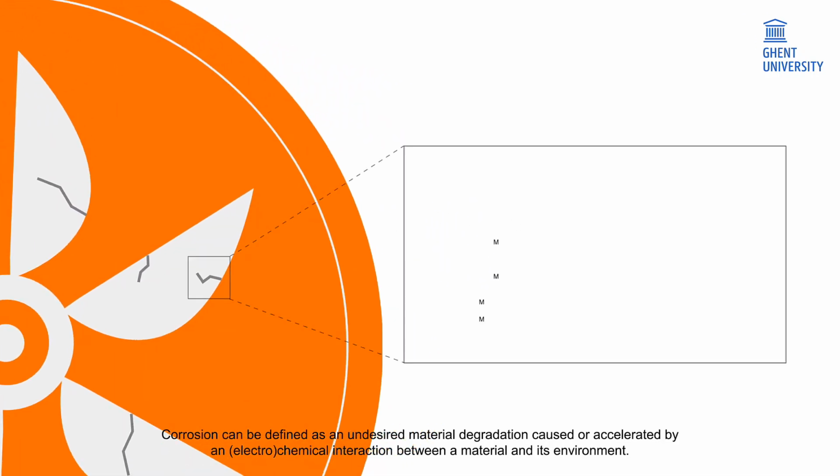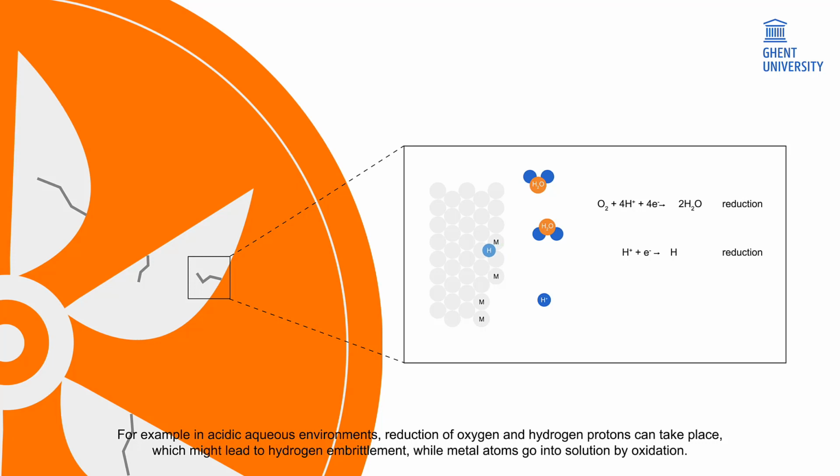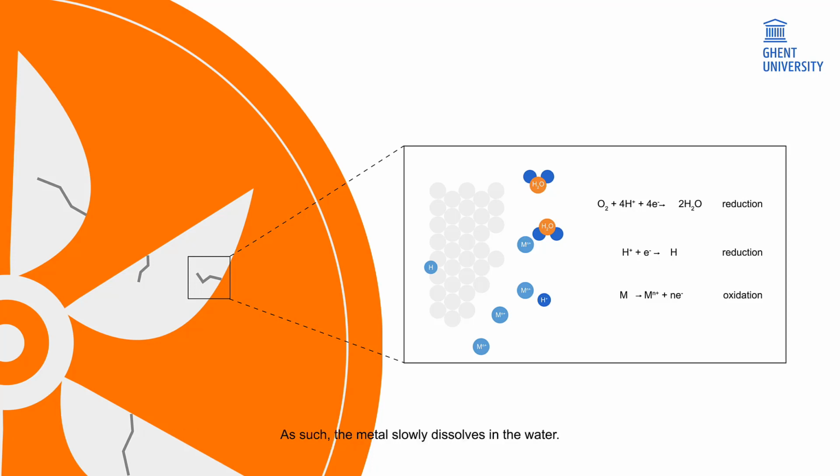Corrosion can be defined as an undesired material degradation caused or accelerated by an electrochemical interaction between a material and its environment. For example, in acidic aqueous environments, reduction of oxygen and hydrogen protons can take place, which might lead to hydrogen embrittlement while metal atoms go into solution by oxidation. As such, the metal slowly dissolves in the water.